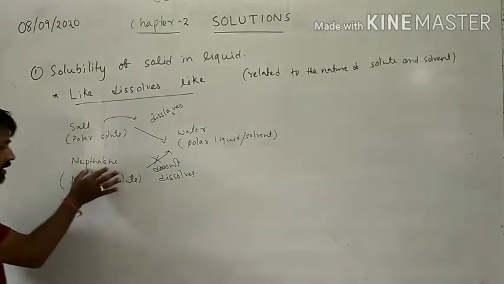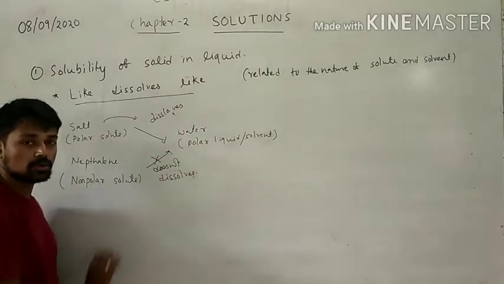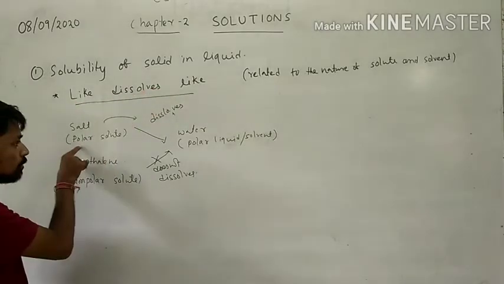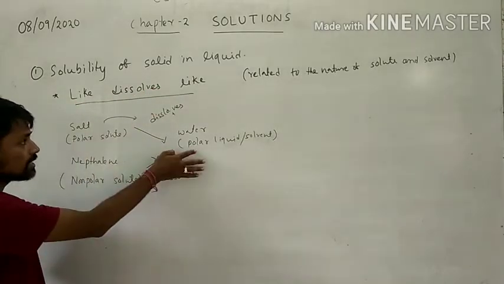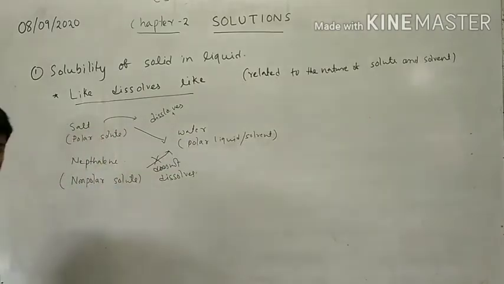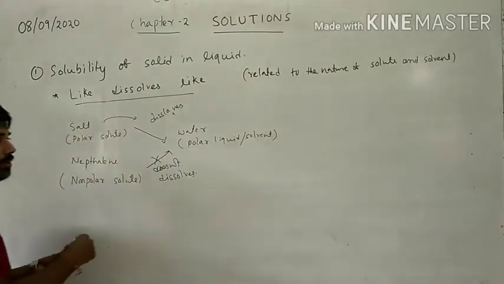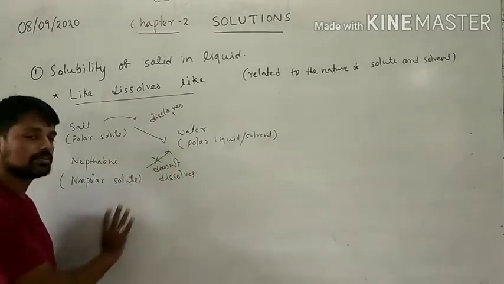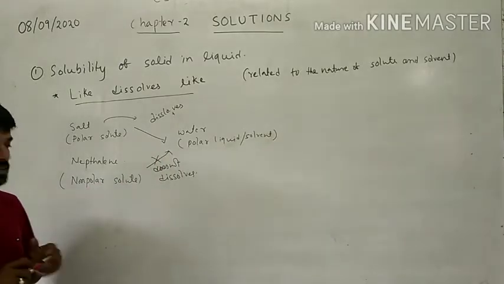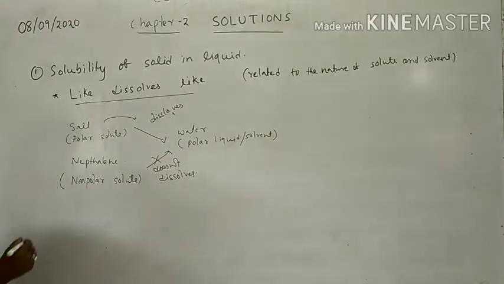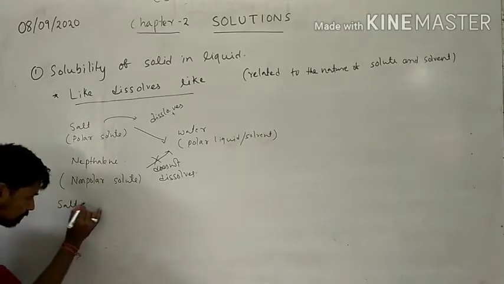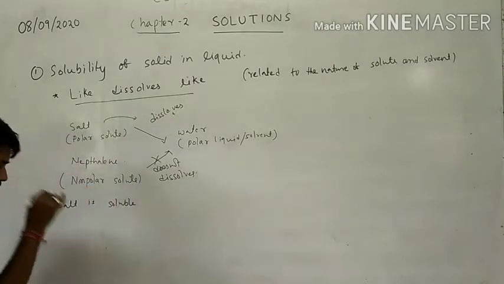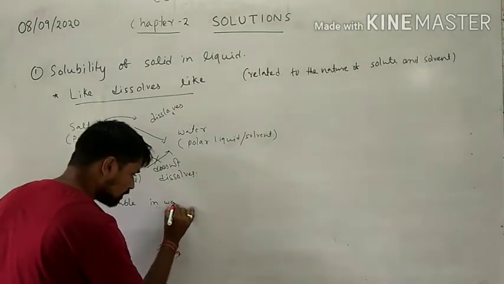Naphthalene is non-polar and water is polar. So, they are not alike. Here it is saying that like dissolves like. Salt is polar, water is also polar. So, they are the same, so it dissolves salt. On the other hand, naphthalene is non-polar and water is polar, their natures are different. So naphthalene is not soluble in water. So we can say that salt is soluble in water.